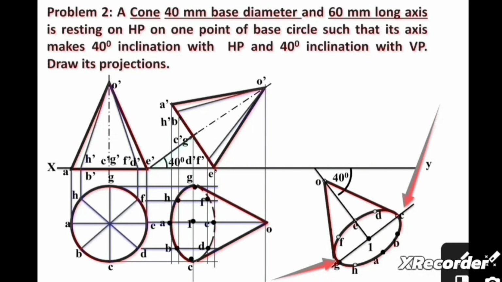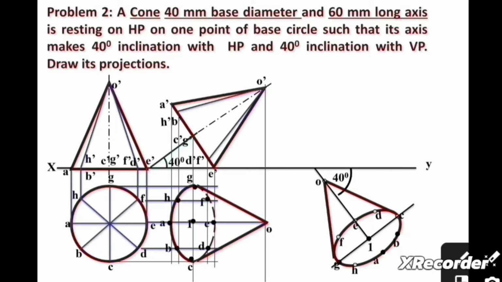Now we can consider the OA distance. Taking the OA radius and O point as center, we can draw one arc. So here we will get point A on this line. Now to get point E, we can consider the OE radius, with O point as center, and draw one arc here. So here we will get point E.